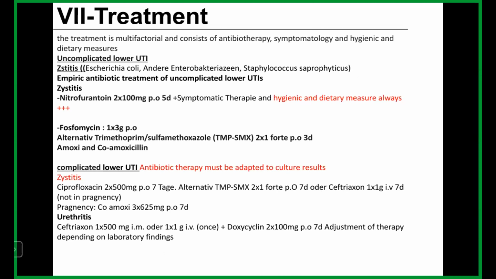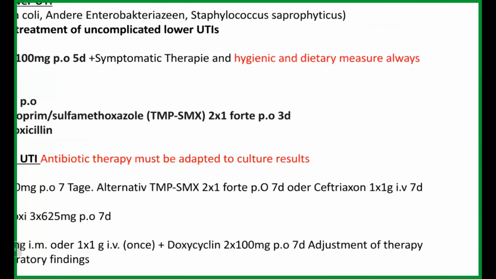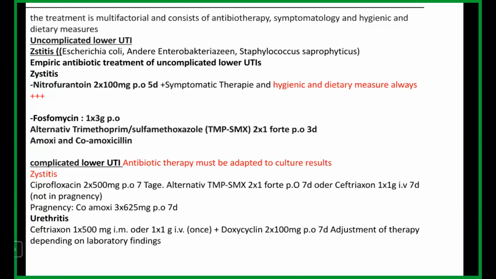Most we use at the hospital. So, as I said, in pregnancy period, the only thing that we can give is coamoxicillin 3 times 625 milligrams per os, 7 days. Or if the patient is hospitalized, we can also in pregnancy start the first dose with ceftriaxone and coamoxicillin, but it's complicated. You have to forget it right now.